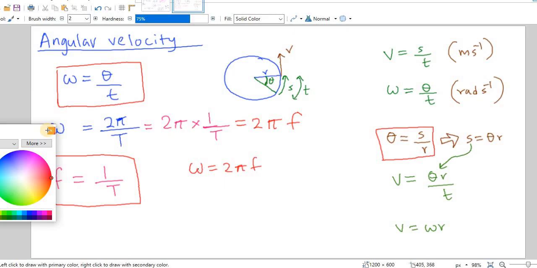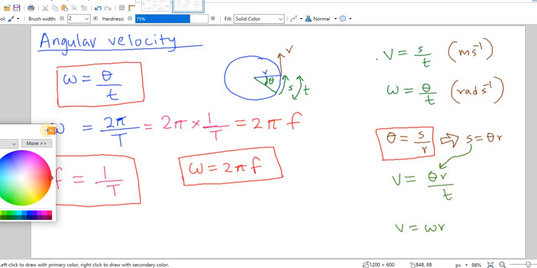Sometimes students confuse that with this frequency. This f is just frequency. Omega, in a later chapter you will see, is angular frequency. So you will be using the same equation, but the quantities represented by the equation are different. Same equation means the symbols will be the same, but they represent different quantities.